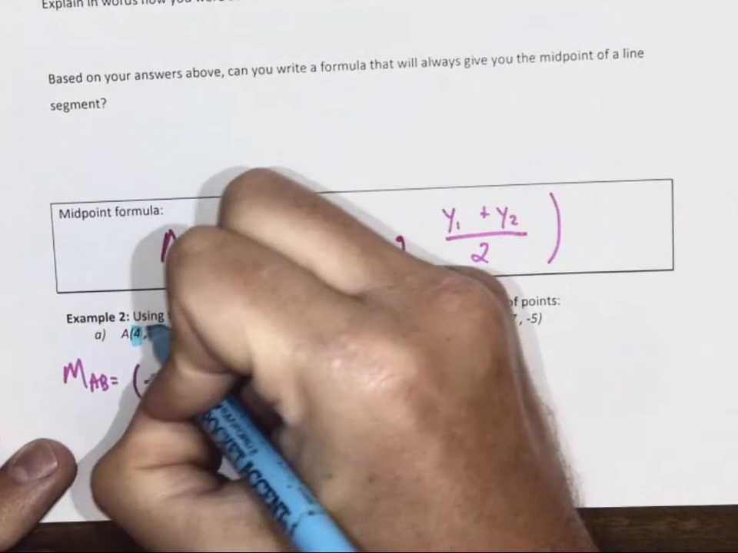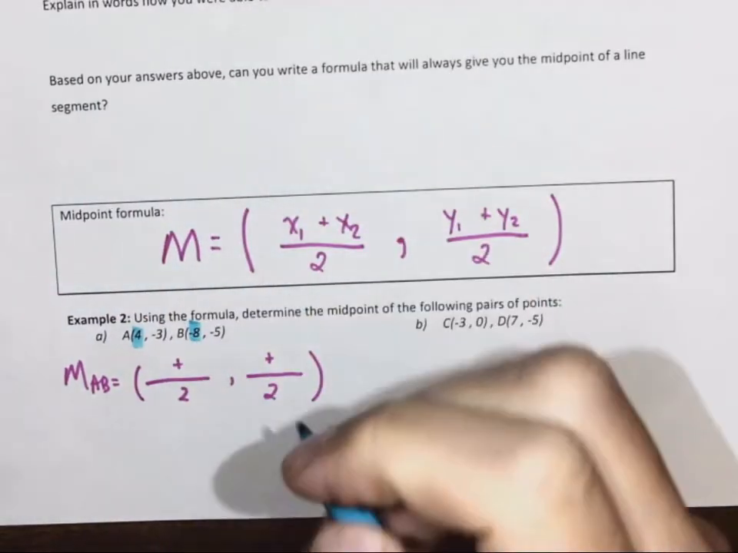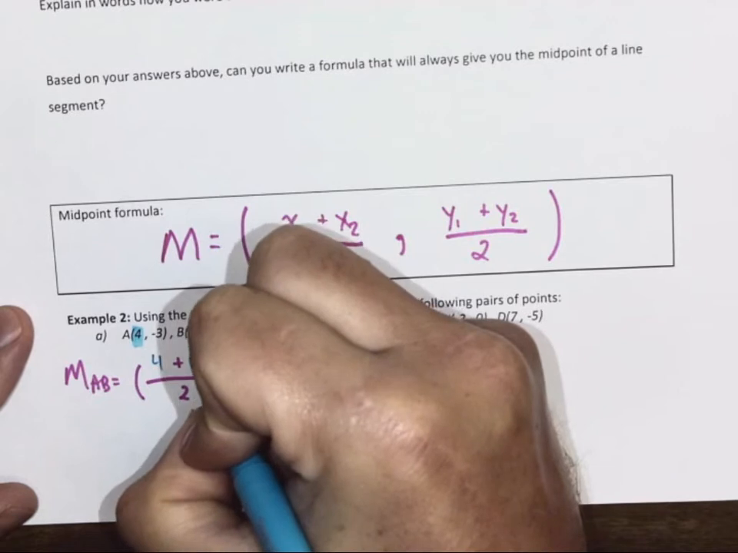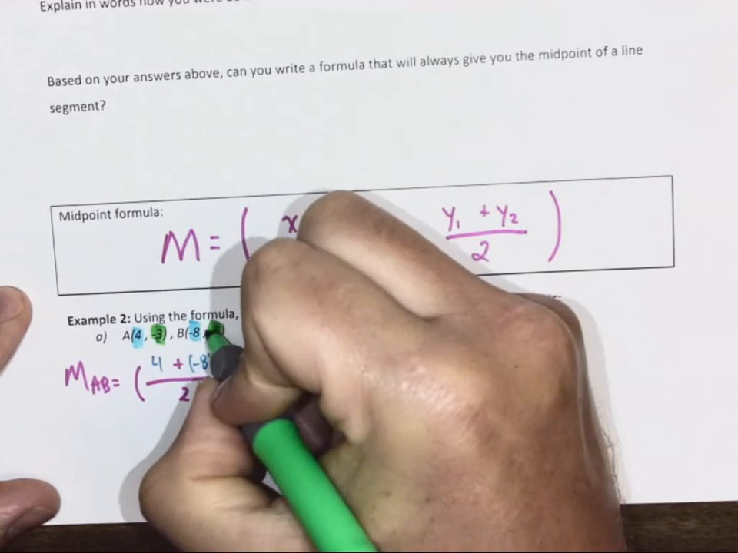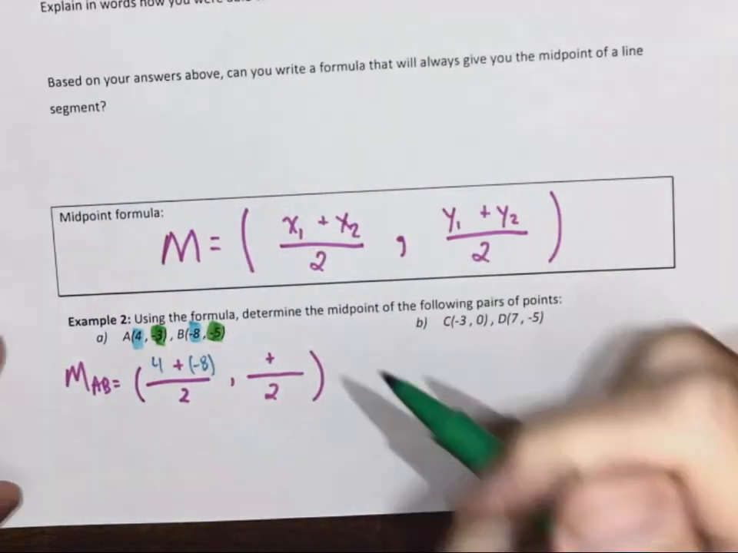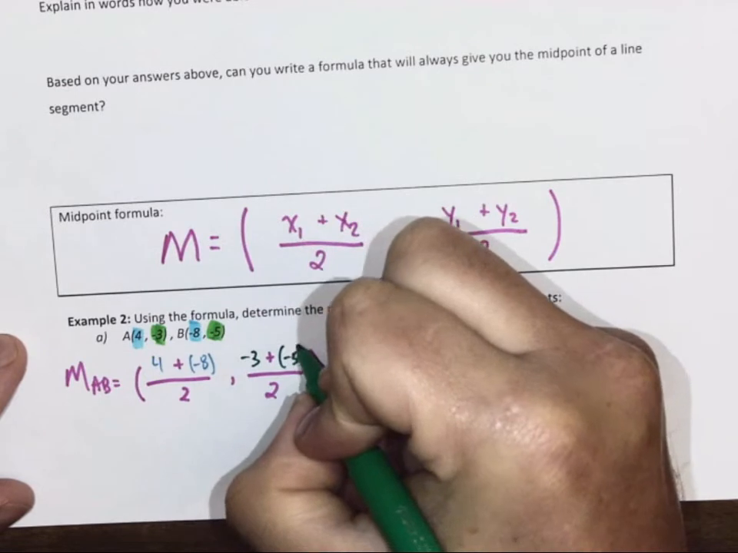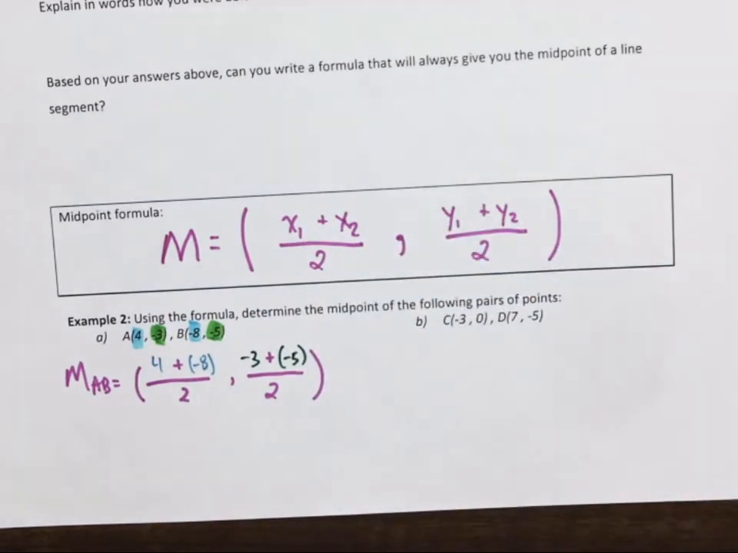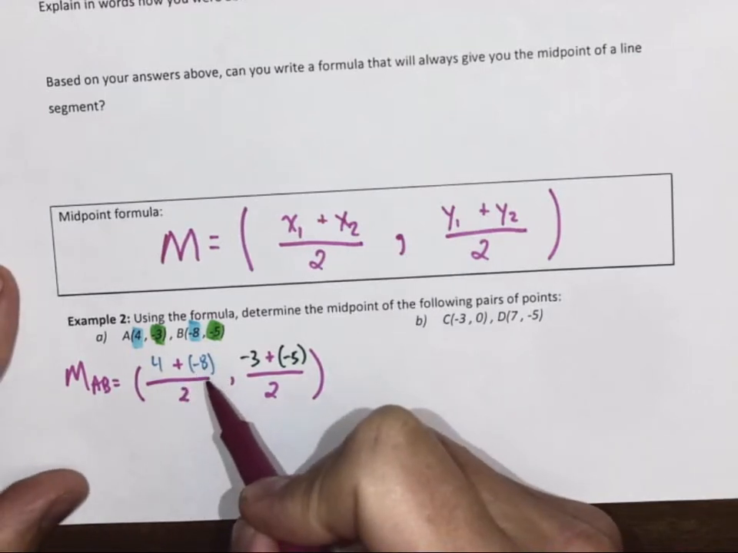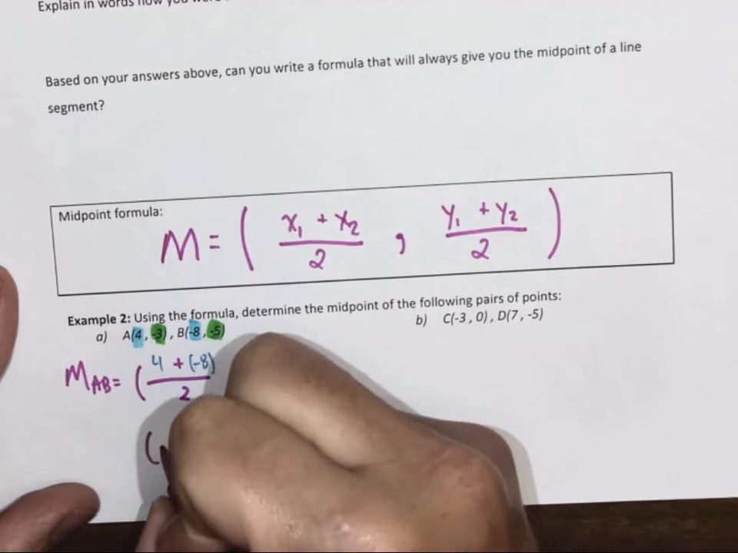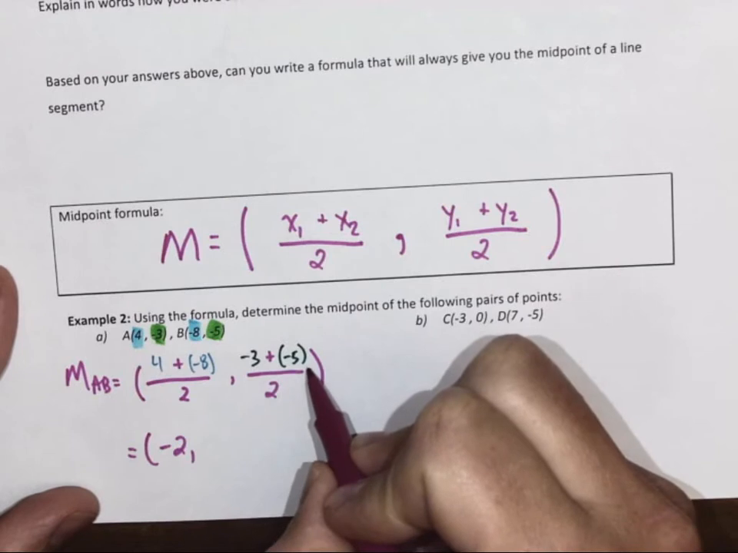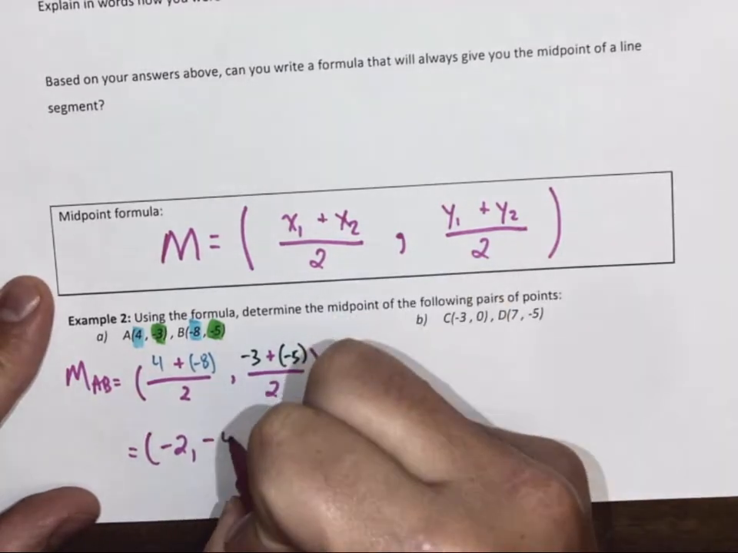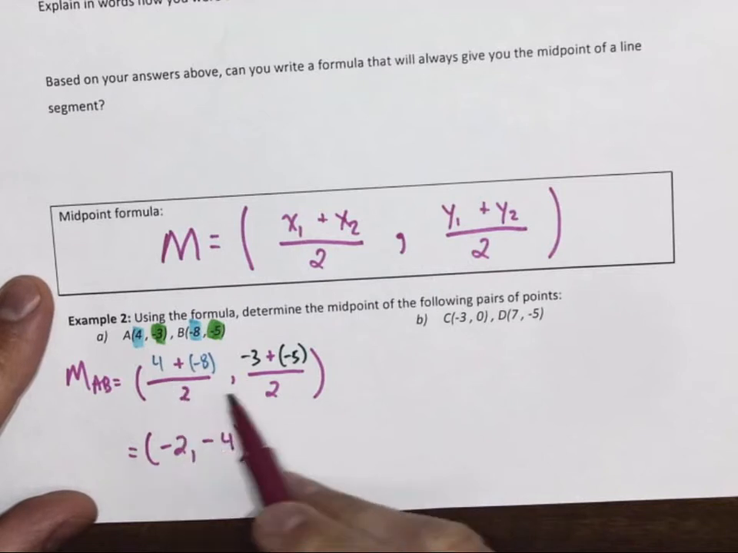So we have x1, x2. So we're going to have 4 plus negative 8. And we're going to have the y aspects, negative 3 plus negative 5. And I can do all those steps all at once, that math, even though there's double signs. 4 take away 8 is negative 4 divided by 2 is negative 2. Negative 3 plus negative 5 is negative 3. Take away 5 is negative 8. Divided by 2 is negative 4. And there's the midpoint for the actual line.